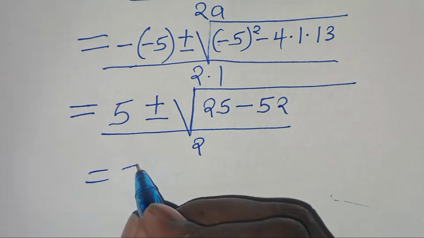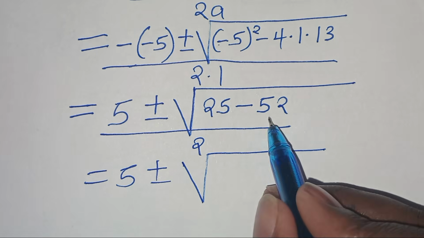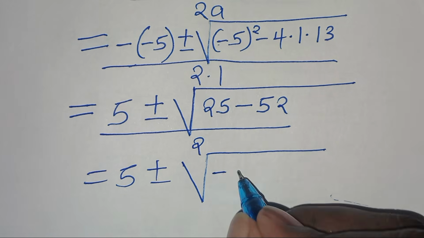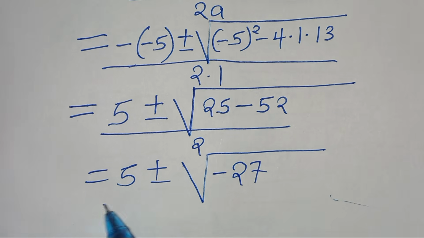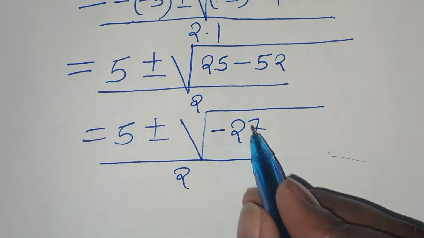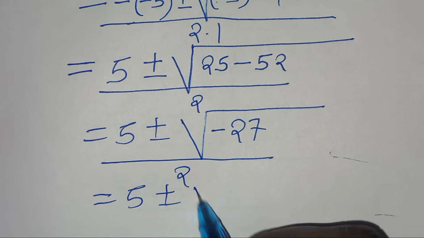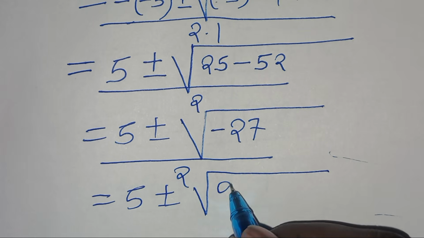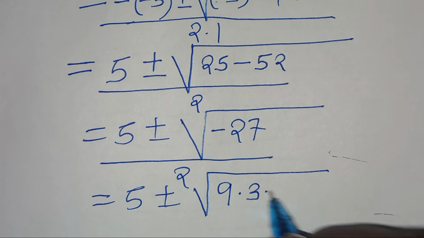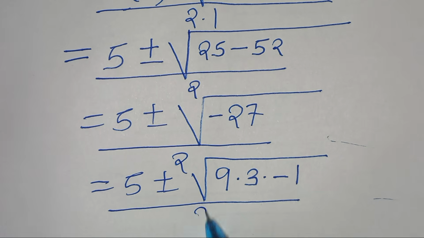Now this is 5 plus or minus the square root of 25 minus 52, which is minus 27, divided by 2. We can express the square root of minus 27 as the square root of 9 multiplied by 3 multiplied by minus 1, everything here divided by 2.